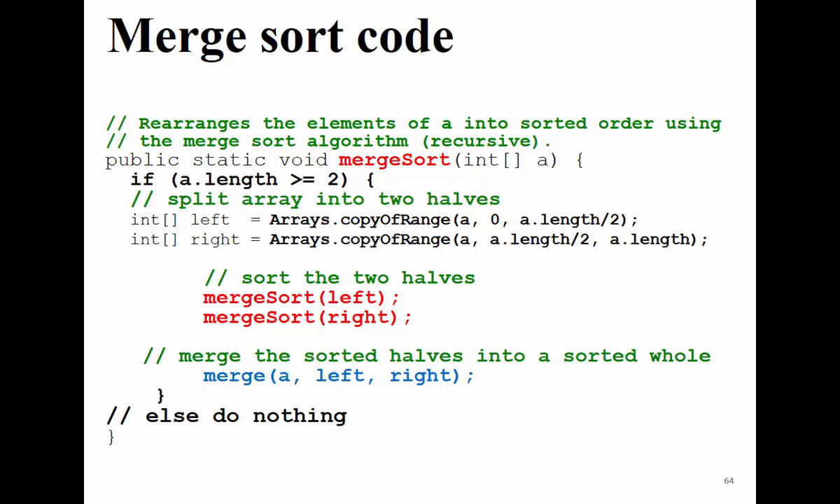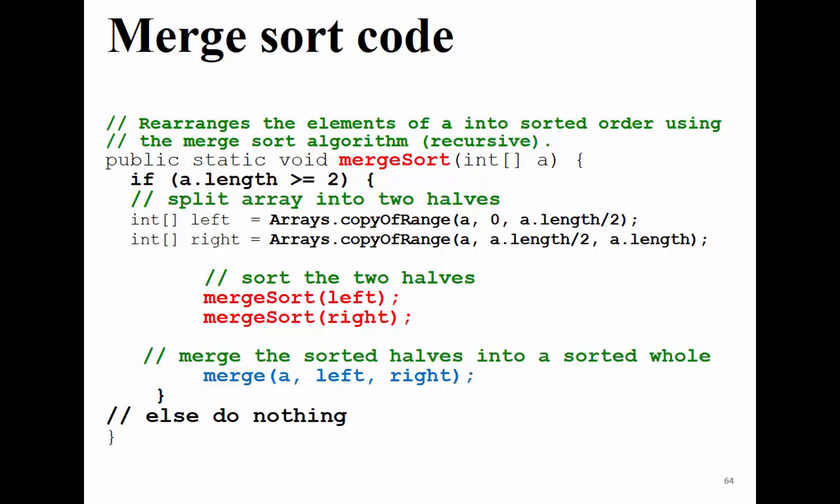Yes, you compare each element. If the front part has 10 elements and the tail has, let's say, 12 elements, that means I have to go through 10 plus 12 comparisons. Any question about the merge sort?